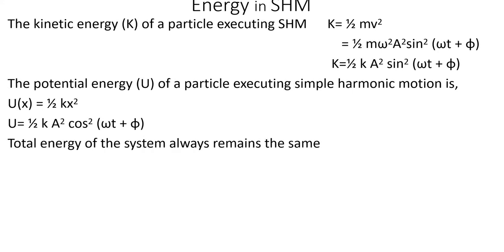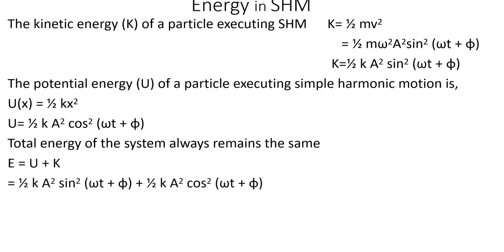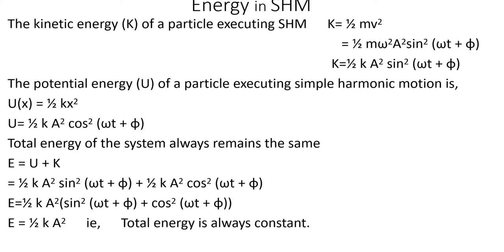So total energy we can find, whether it remains same or not, that we have to check. Total energy is given by potential energy plus kinetic energy. Kinetic energy is given by half k A square sin square (omega t plus phi), and potential energy is given by half k A square cos square (omega t plus phi). So half k A square can be taken common, and sin square (omega t plus phi) plus cos square (omega t plus phi) is equal to 1. So total energy we got it as half k A square.